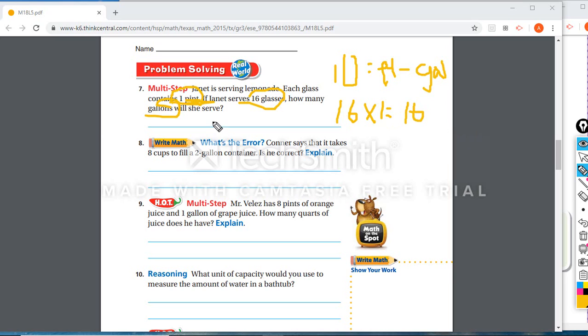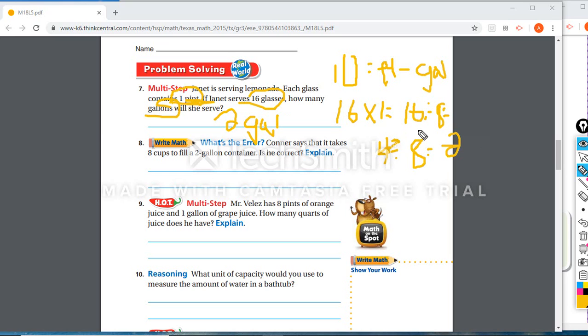So how many pints in a gallon? Refer back to your picture, and it's 4 pints per gallon. Sorry, it's 8 pints per gallon. So if 8 pints equals 1 gallon, if I divide 16 by 8, I'm going to have 2. So she's going to serve 2 gallons of lemonade. That's a lot of lemonade.